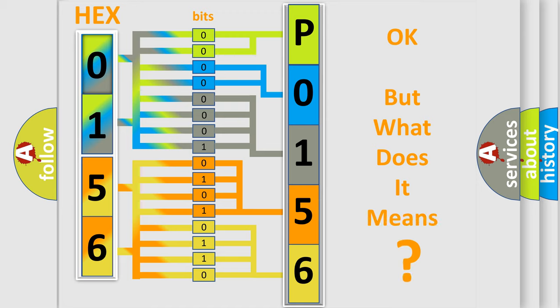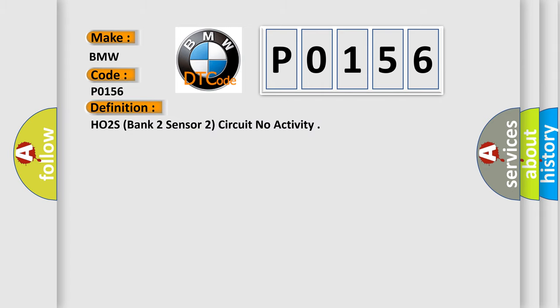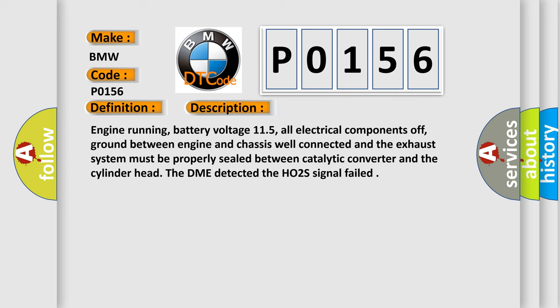The number itself does not make sense to us if we cannot assign information to what it actually expresses. So, what does the Diagnostic Trouble Code P0156 interpret specifically for BMW car manufacturers? The basic definition is HO2S, bank 2 sensor 2, circuit no activity. And now this is a short description of this DTC code.